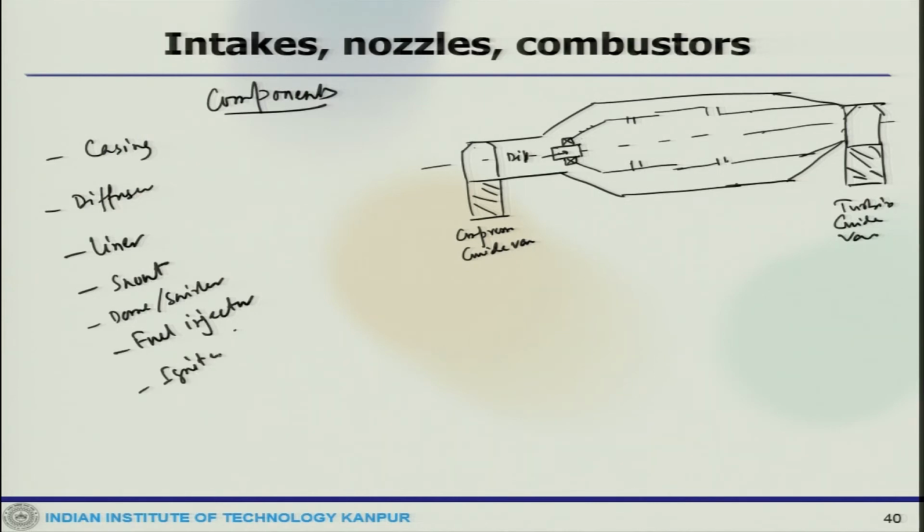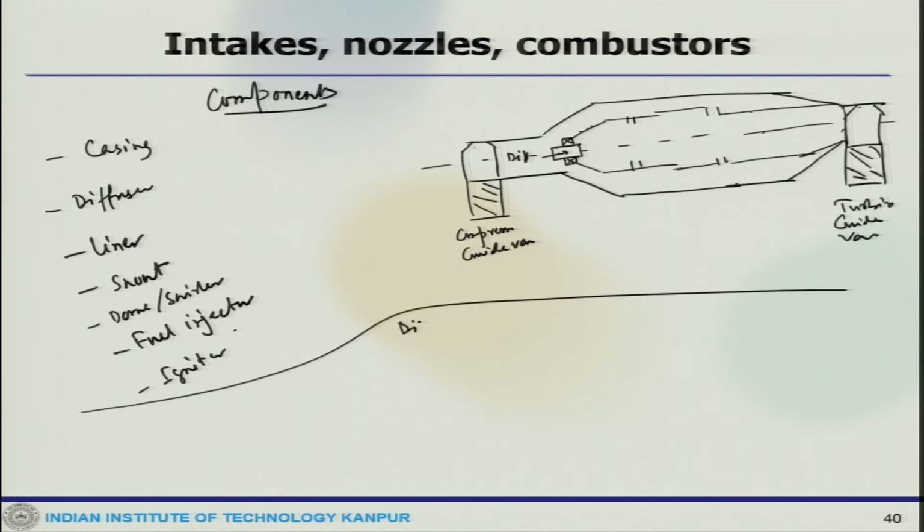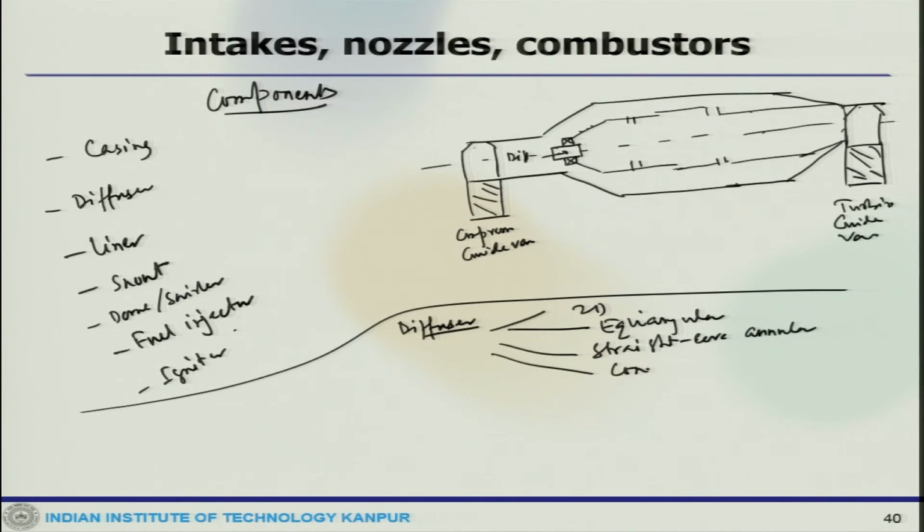Then igniter. Most igniters in gas turbine application are electrical spark igniters, similar to automotive spark plugs. The igniter needs to be in the combustion zone. Now if you look at the aerodynamics of the combustion chamber, the important part of this is the diffuser. The diffuser could be of different types. Like it could be 2D, equiangular, straight core, annular, then this is conical.